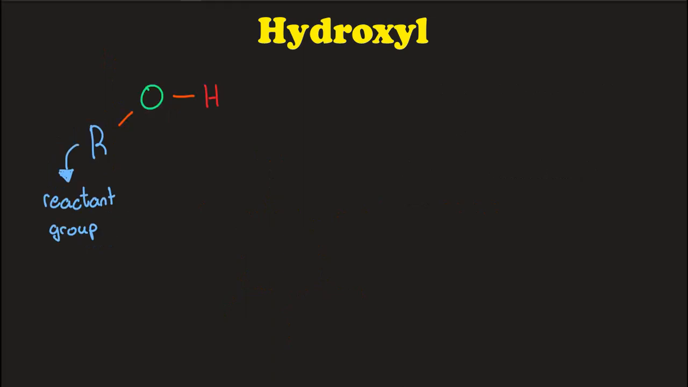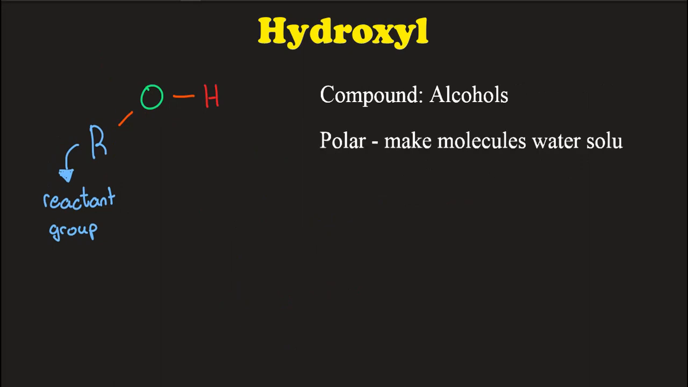Now for hydroxyl. Hydroxyl consists of an oxygen atom bonded to a hydrogen atom and a reactant group R. It is a part of the compounds known as alcohols. Hydroxyl is polar. Due to its polarity, hydroxyl can make the molecules it is bonded to water-soluble.